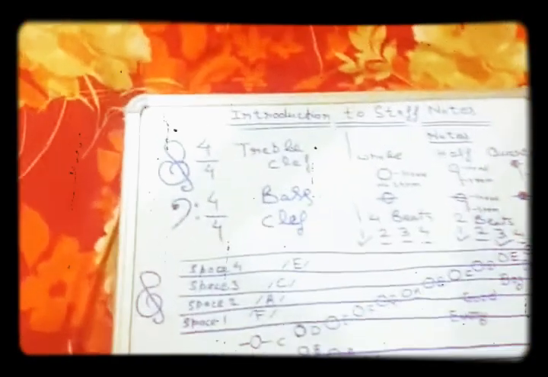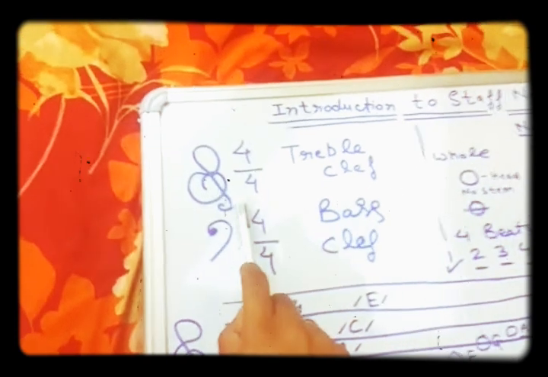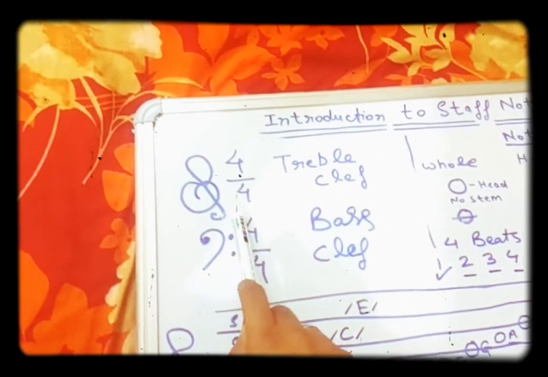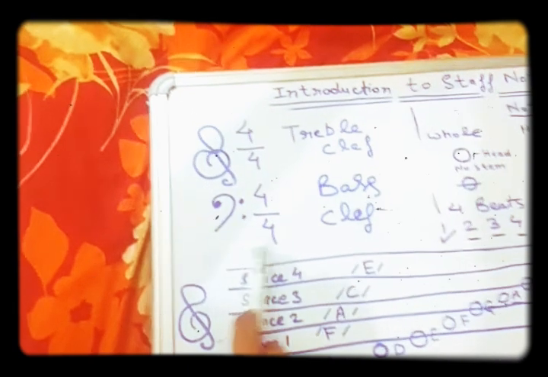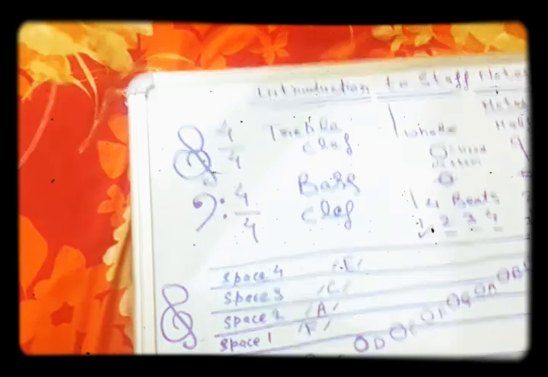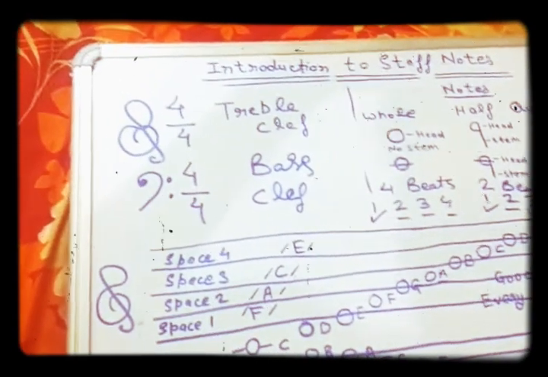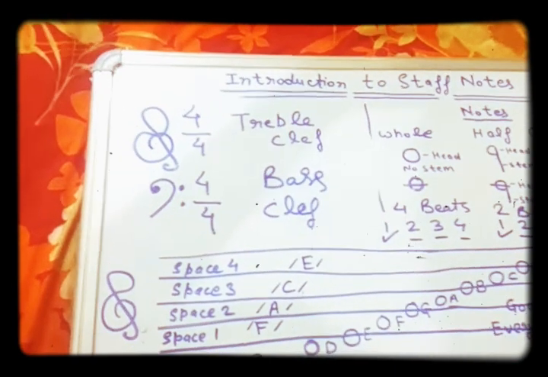So first change, as you can see, I've put a 4 by 4 sign before the treble clef symbol. And the same I did with this bass clef symbol. I put this 4 by 4 sign. If any one of you knows what 4 by 4 is, why did I put it here? Let me help you with this.